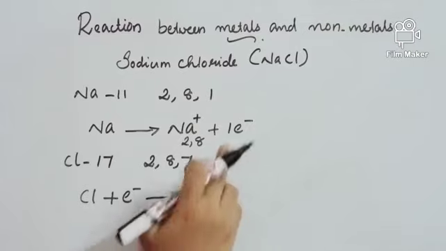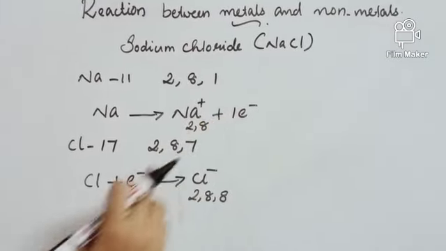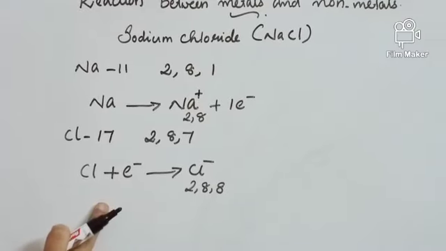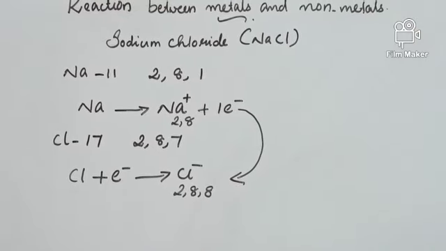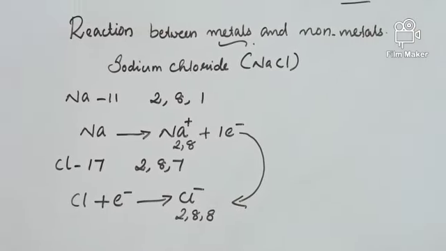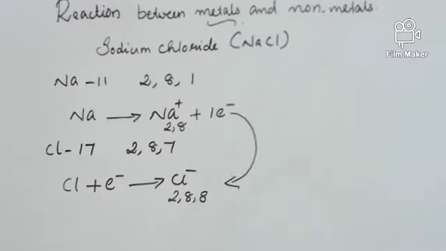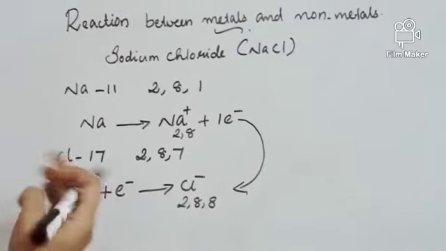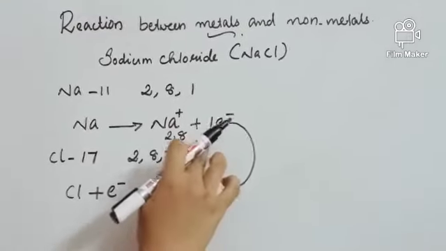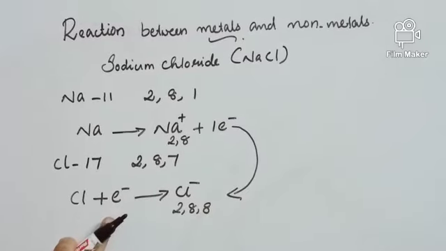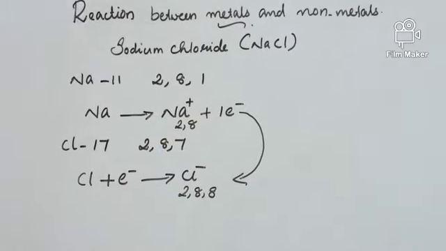Or we can say that the electron lost by sodium, the electron given by sodium, is accepted by chlorine. That means a transfer of electron takes place between sodium and chlorine. So this is what happens when metals and non-metals react. Metals have the tendency to lose electrons and non-metals have the tendency to gain electrons. So the electron lost or given by the metal will be accepted by the non-metal based on their necessity. So sodium and chlorine react.